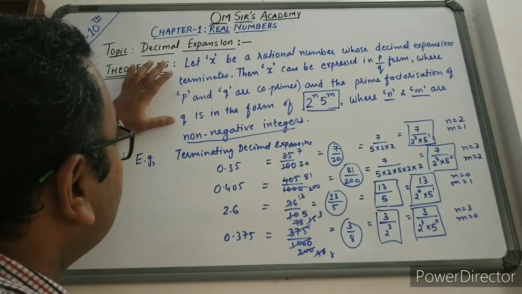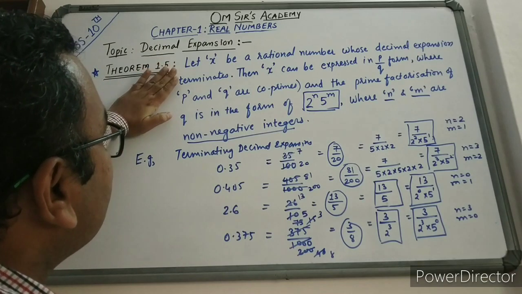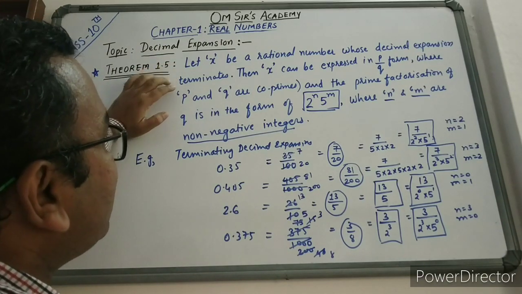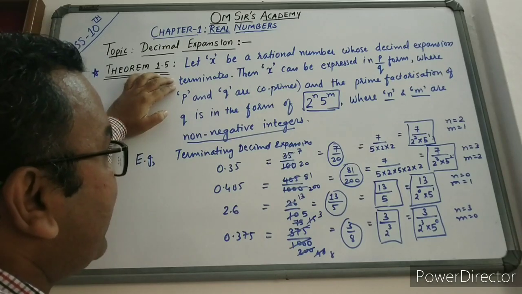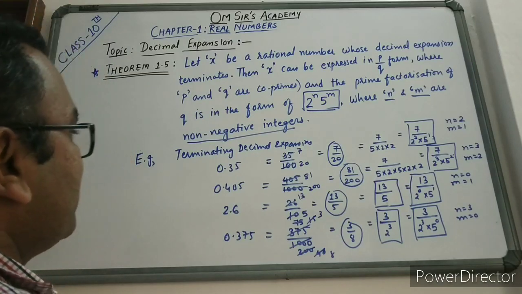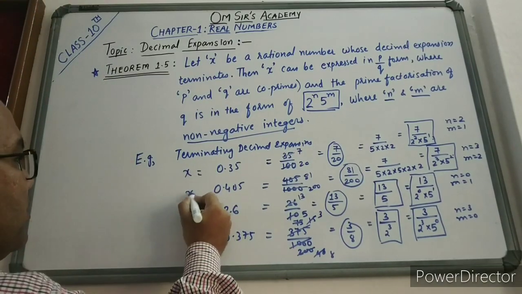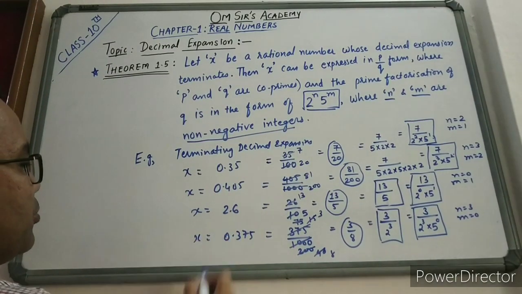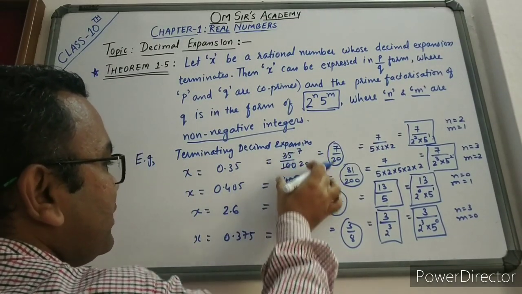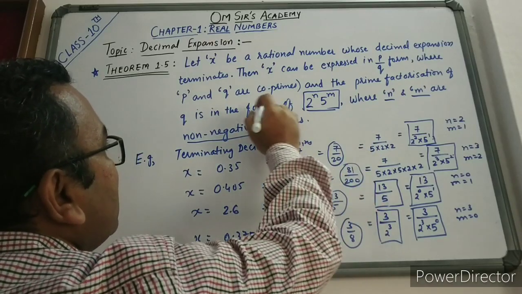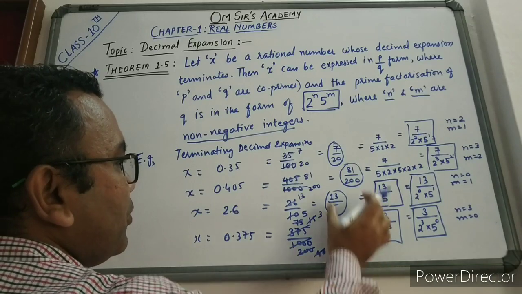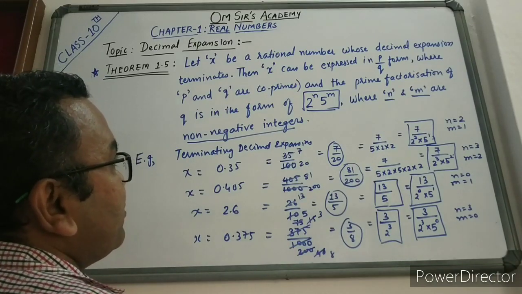Let us revise it once more time. That let x be the rational number. कोई x जो है वो rational number है जिसका decimal expansion terminate होता है, तो x can be represented in p by q form. So this all where x, suppose x को हमने p by q form में represent किया. Is it clear? These are all p by q form, and where p and q are co-prime. So here they are represented in p by q form where p and q both are co-prime numbers.